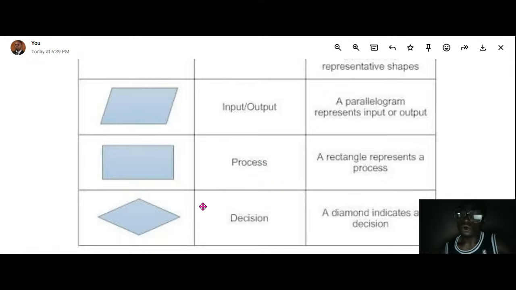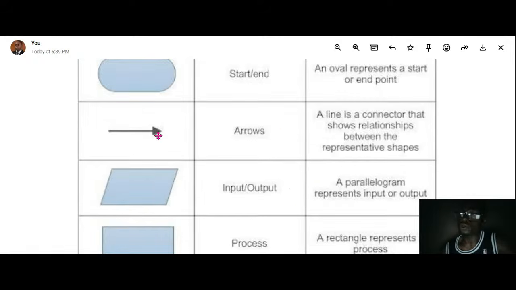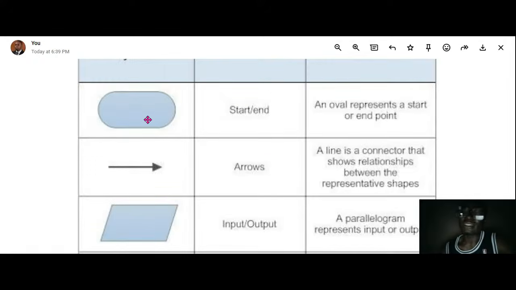So a diamond, which I said they asked in my own set, is used for decision making. Diamond represents decision. A decision is to be made or taken here. So those are the basic ones: the diamond for decision, the rectangle for process, the parallelogram for input or output, arrows, connectors, and the terminal or oval for start or end point.